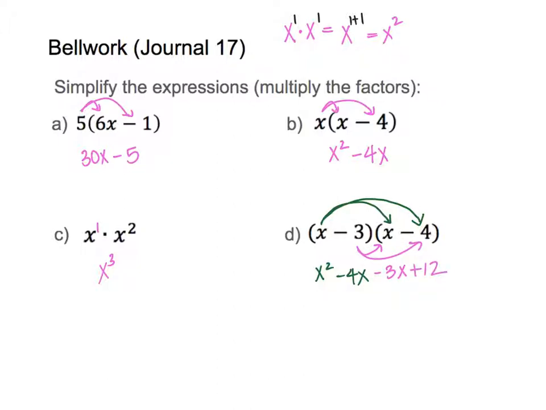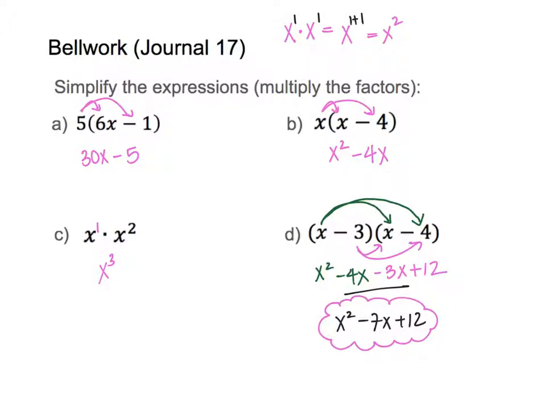Now when I pause here, I notice that I do have some like terms here, right? The middle terms, in this case, -4x and -3x combine to get -7x, and I'm going to bring down the other numbers. And now when I look at it here, it doesn't look like I have any more like terms, so that is my final answer.